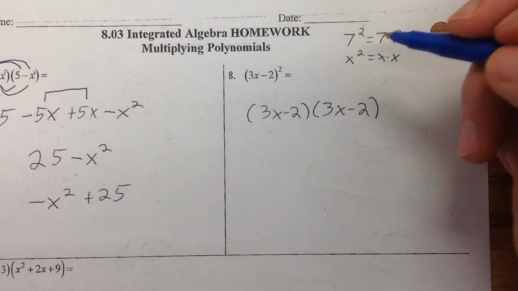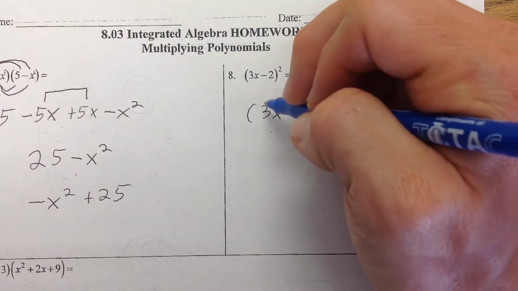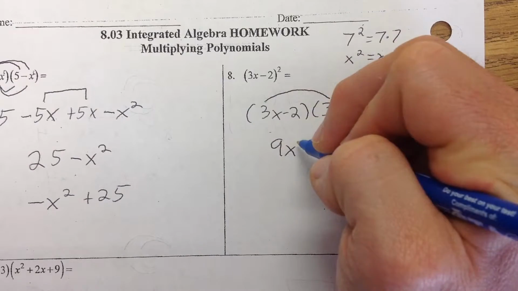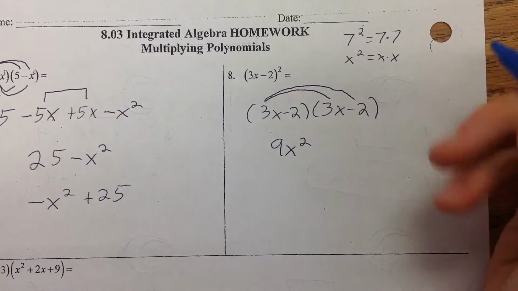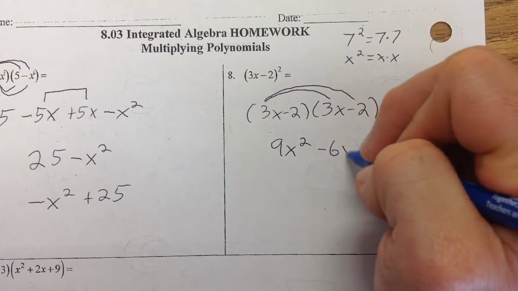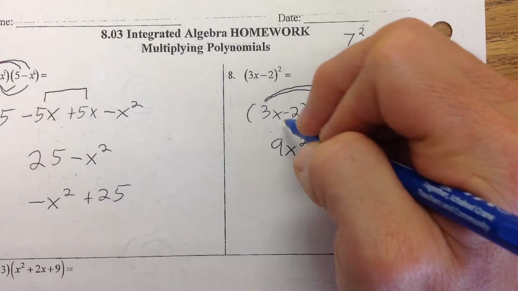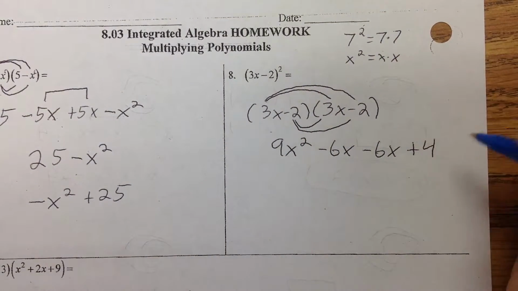Now we have to go through and do the double distribution that we've been doing all homework long. So we would do 3x times 3x and get 9x squared, 3x times negative 2 and get negative 6x, negative 2 times 3x and get negative 6x, and then negative 2 times negative 2, which is a positive 4.